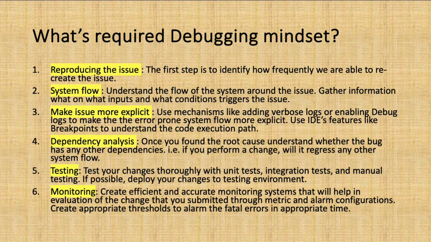How frequently is this issue occurring, and what scenarios can we use to reproduce it? If we are able to reproduce the issue, what is the system flow of that issue, like what specific classes, what specific packages, and what specific user scenarios are involved to reproduce it. So the second step would be to know that, and once we are able to reproduce it and understand the system flow, we're going to go about making it more explicit.